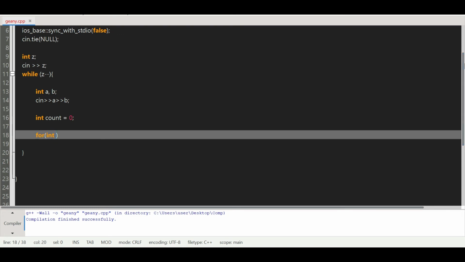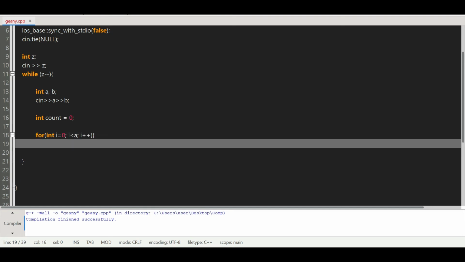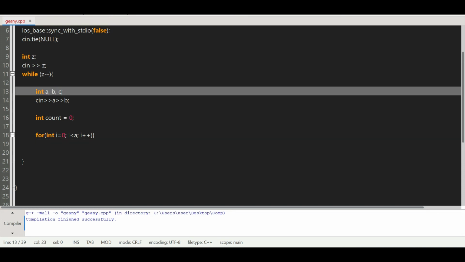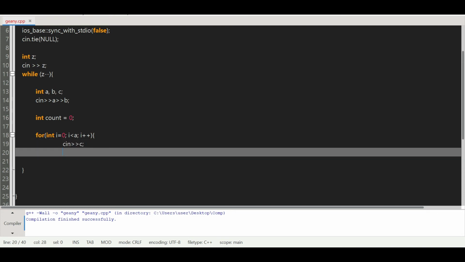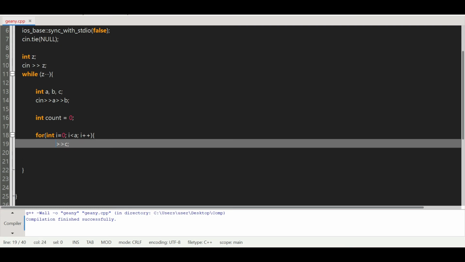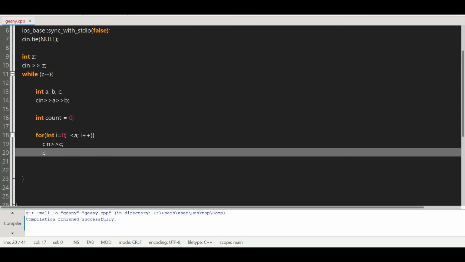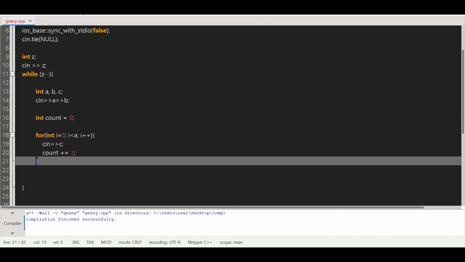So for int i equal to 0, i less than a, because a is the number of seats, right, and i plus plus. Now here to accept it, I will just make another variable c. Basically to accept the energy level, I can input c, and I can add that to my count. So the energy level will keep on going up depending upon how much is required.